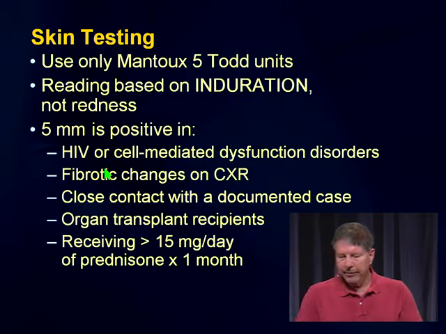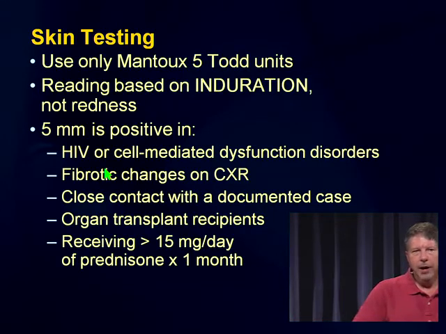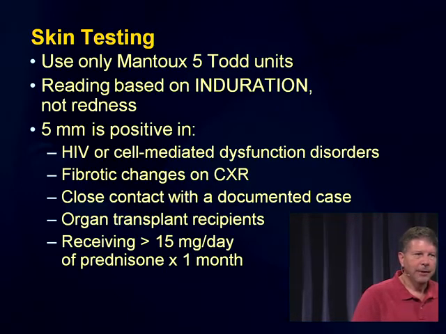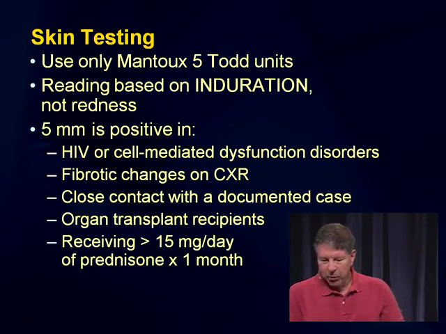All right, skin testing. It's pretty easy. Just remember HIV or cell-mediated immune dysfunction, it's 5. Or if you live with somebody who has active tuberculosis, it's 5. So a kid who lives with someone who's got TB, like an adult who's got TB, and the kid comes up 5, that's a positive test. The other one they may ask you about is steroid use. So they've been on prednisone at least 50 milligrams per day for over a month.